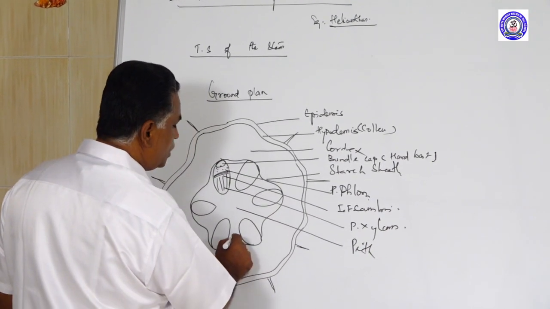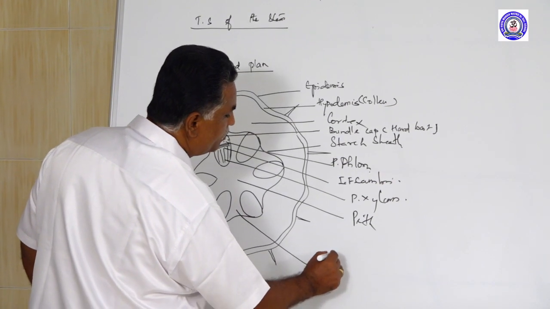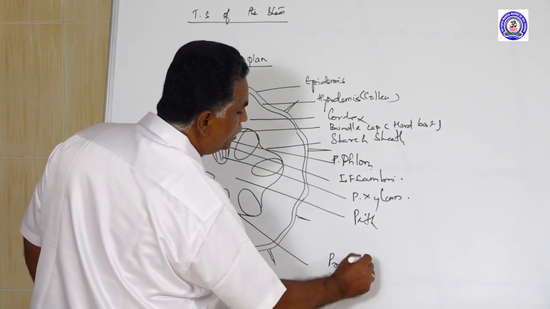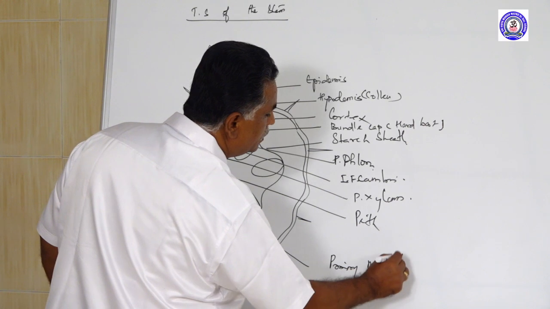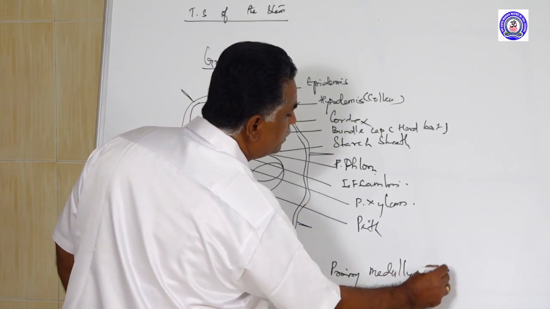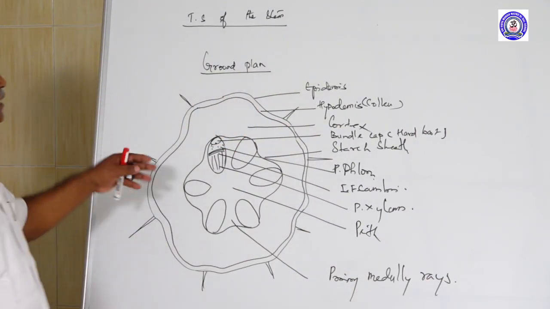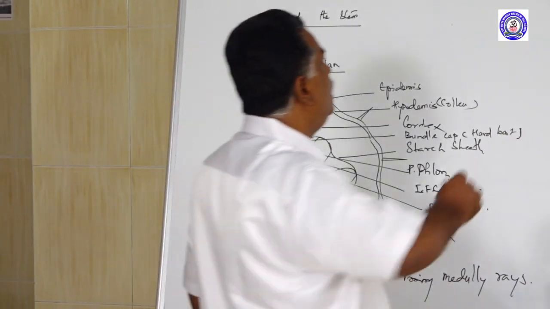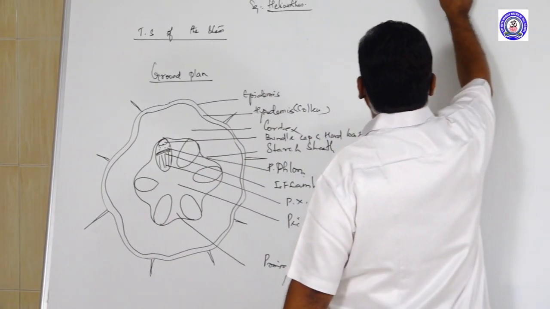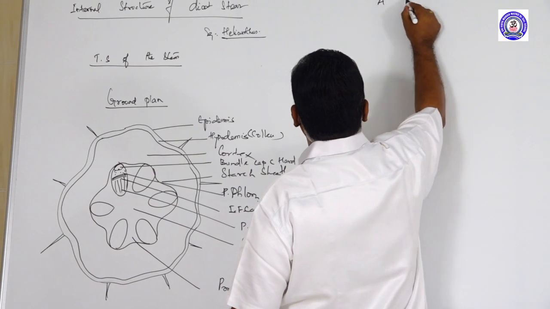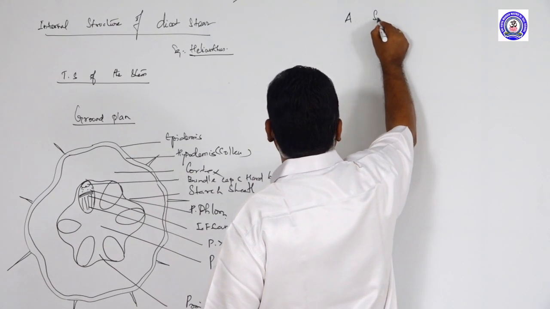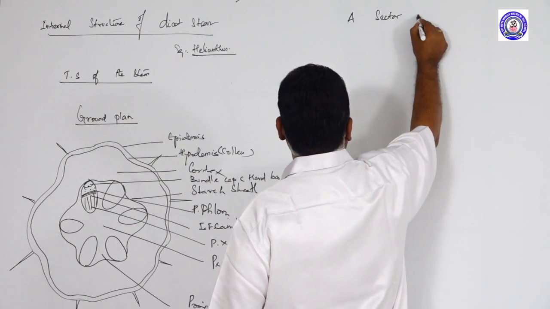And in between vascular bundles there are primary medullary rays. This is the ground plan. And we will now see the structure of a sector enlarged.